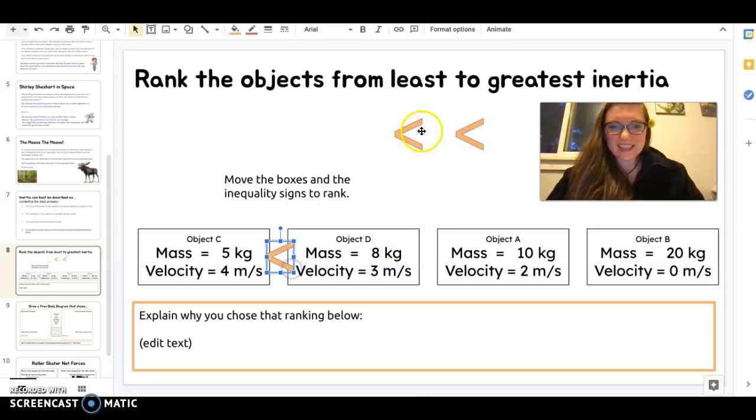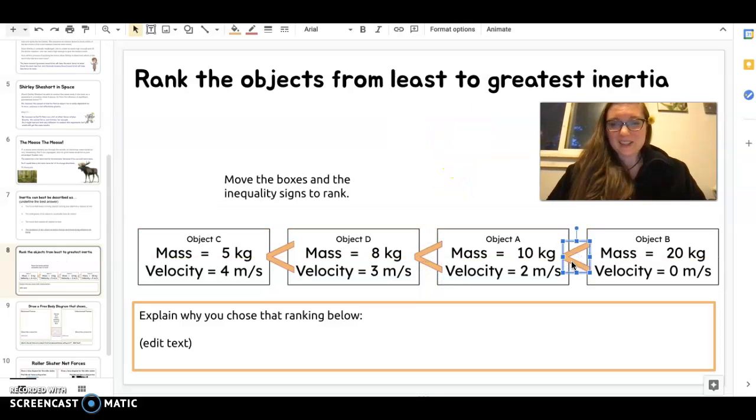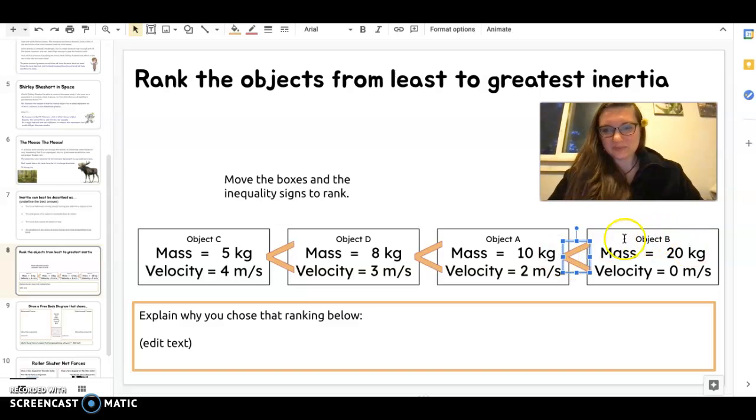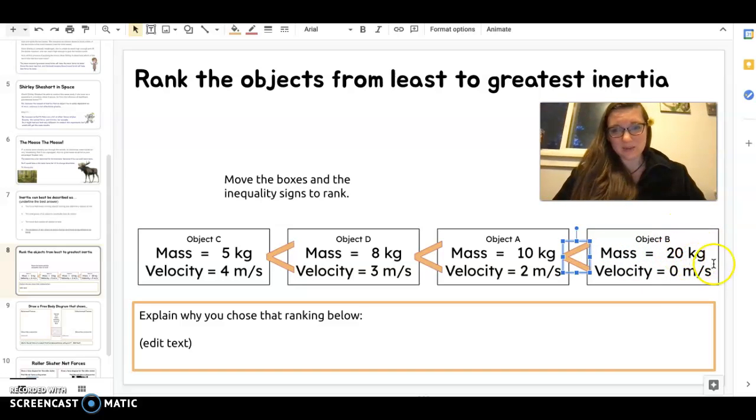Well, the thing is that inertia doesn't really matter how much velocity you have. It's how much mass you have, right? So, like, I know that this one has the most mass, and so even though it's not going anywhere right now, it's still going to take the most force for me to get it to go anywhere and do anything, right?